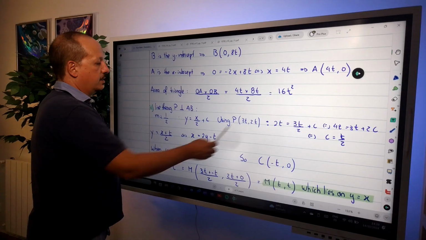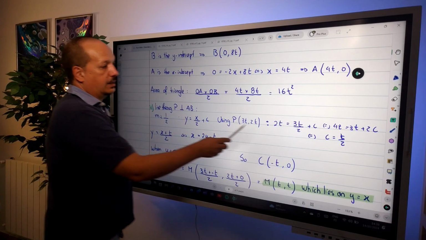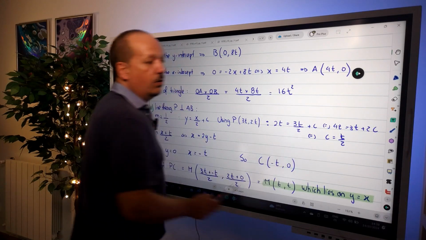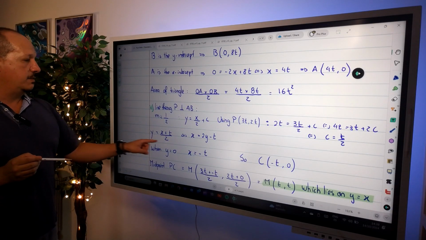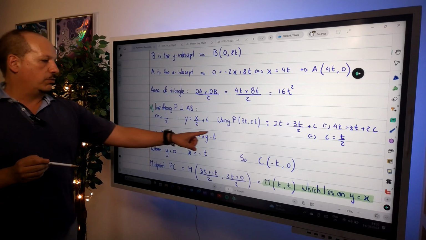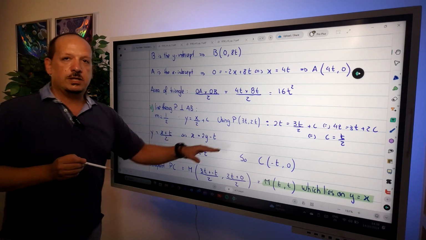So if you plug this over here and this over there, you get the value of c as being t over 2. So you can now rewrite the equation like this, all right? Or you can rewrite it like that. Anyway, you have already an equation.